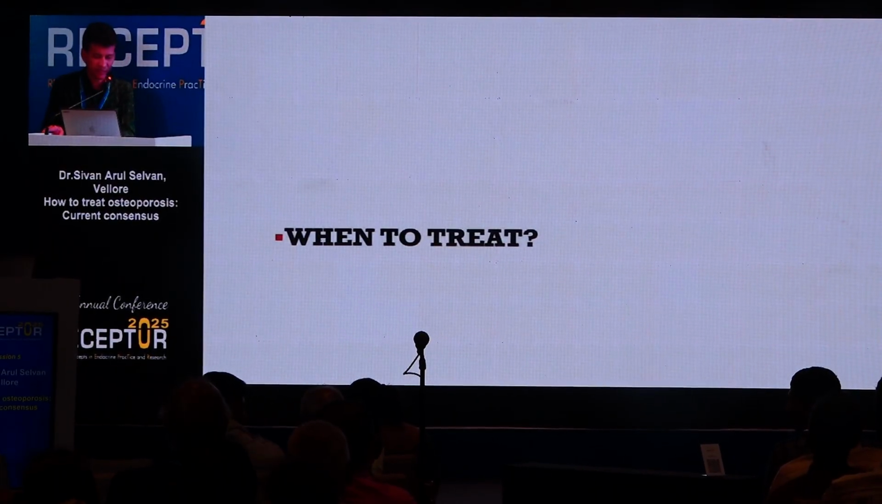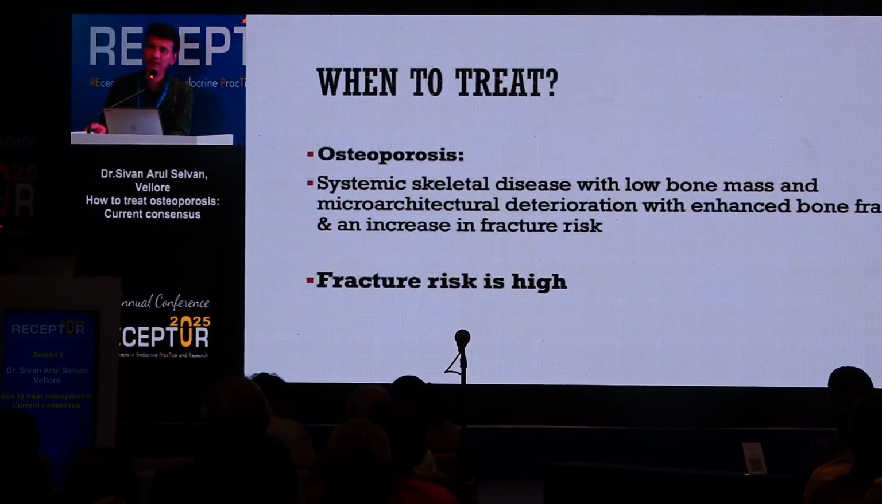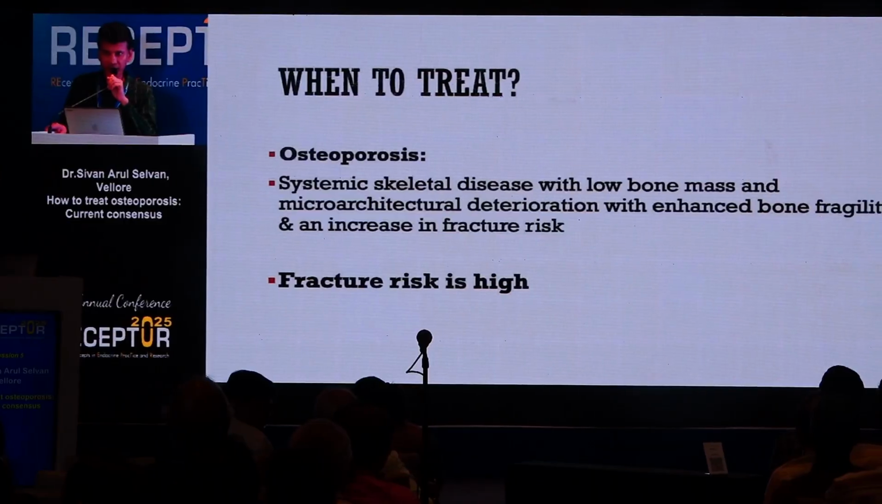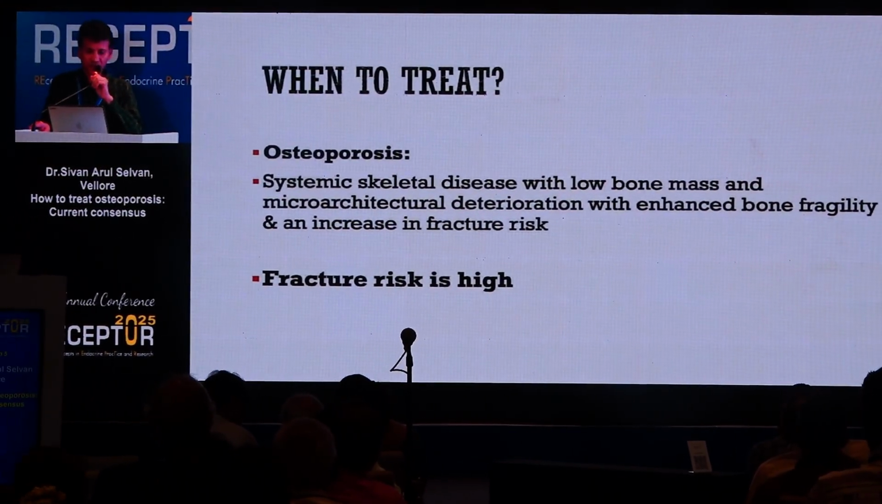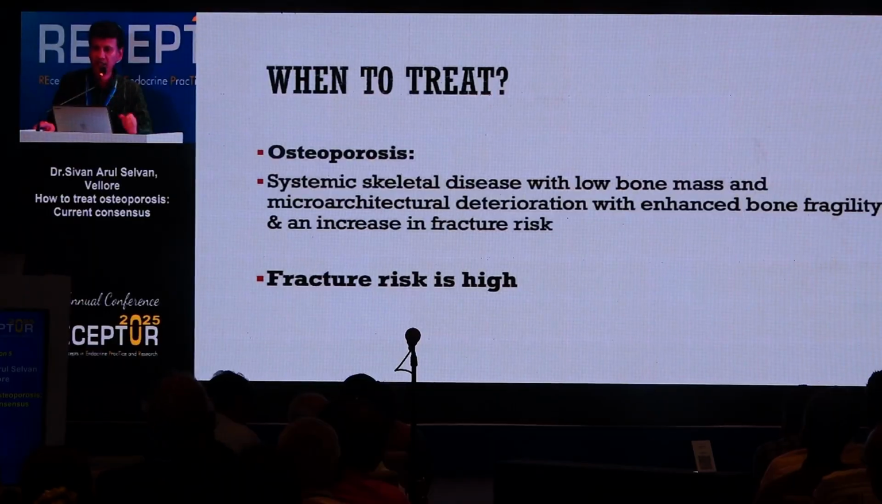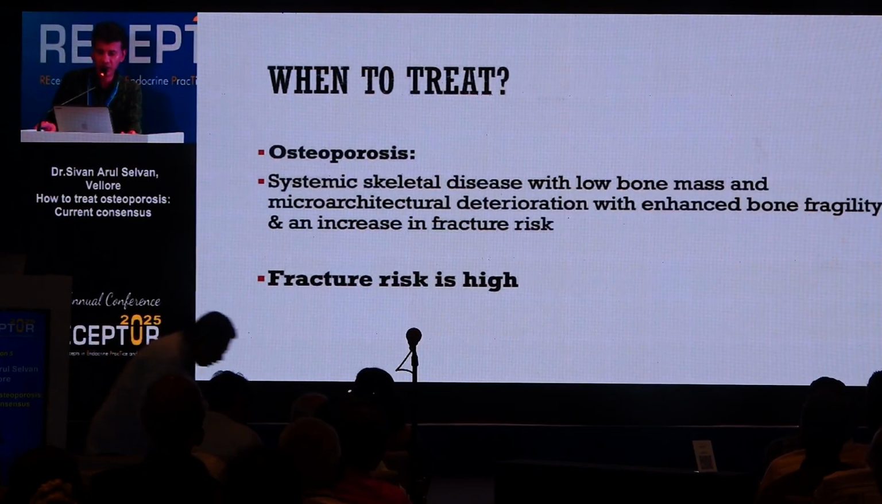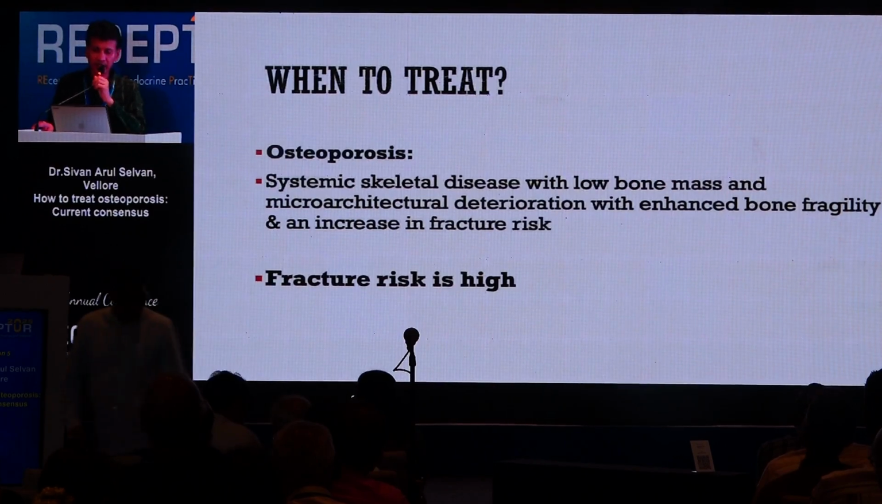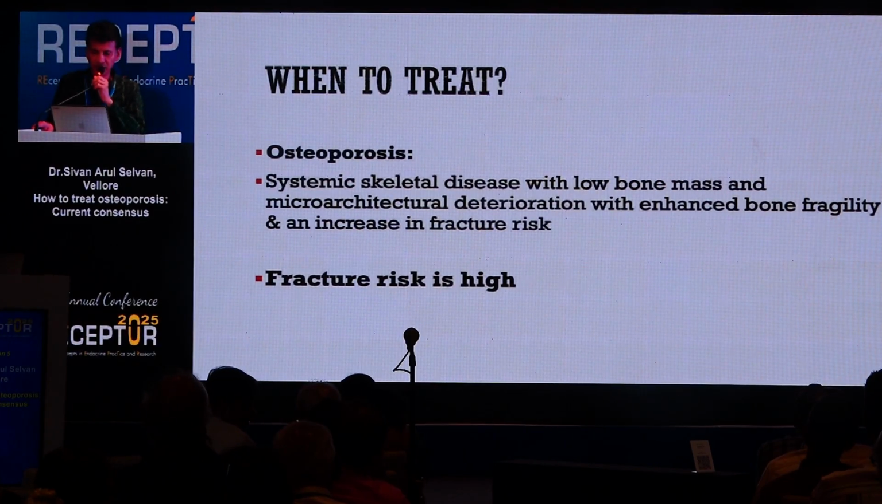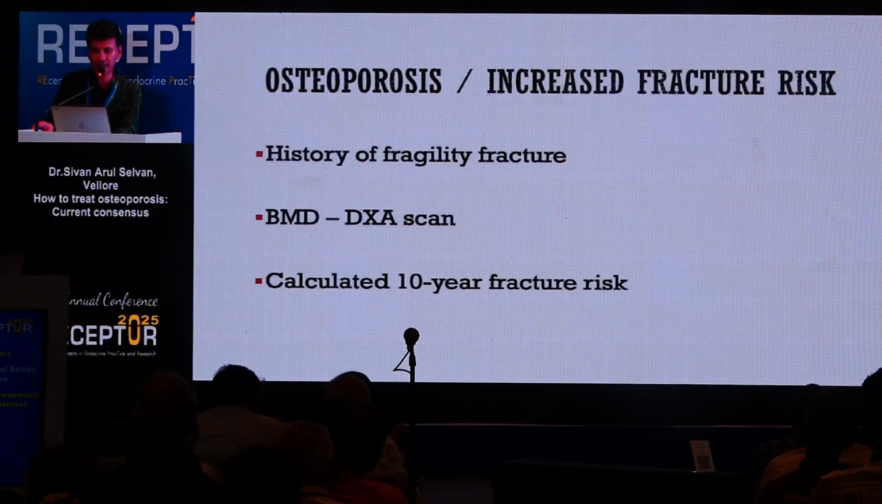So when to treat a patient with osteoporosis? To simply put it, when the fracture risk is high, you need to treat. So when do you say the fracture risk is high? Osteoporosis is a systemic skeletal disease with a decrease in bone mass and microarchitectural deterioration, leading to enhanced bone fragility and a consequent increased fracture risk. So you treat osteoporosis when the fracture risk is high. But how do you quantify that the fracture risk is high?